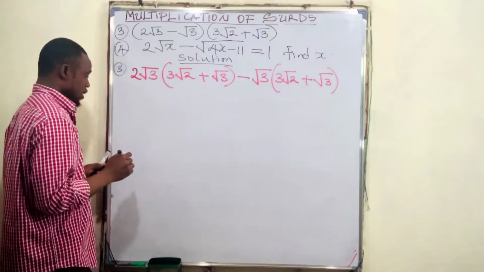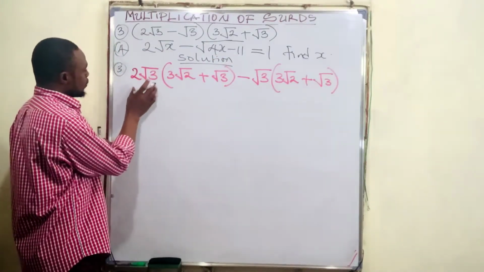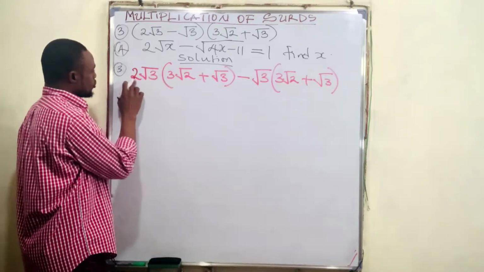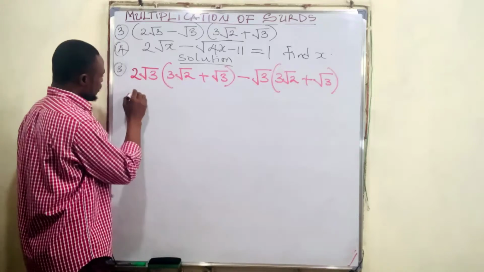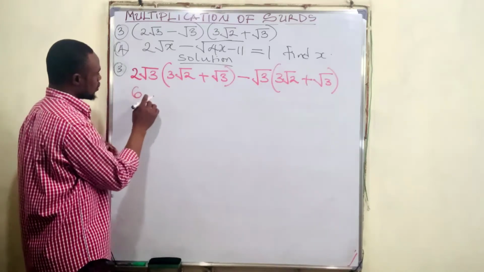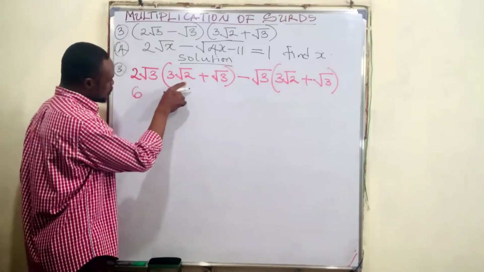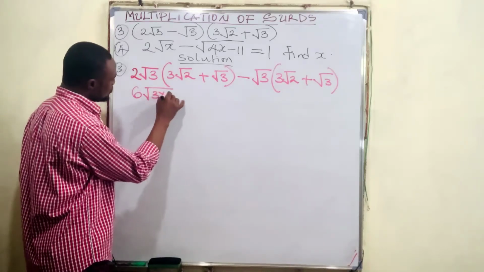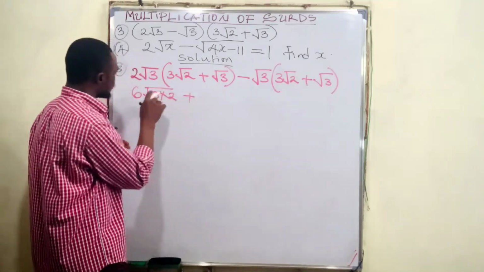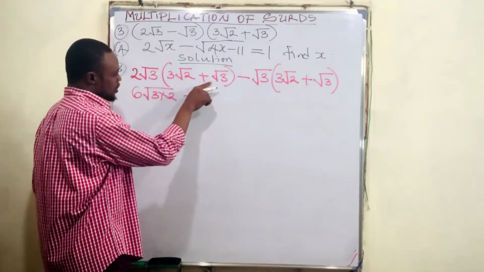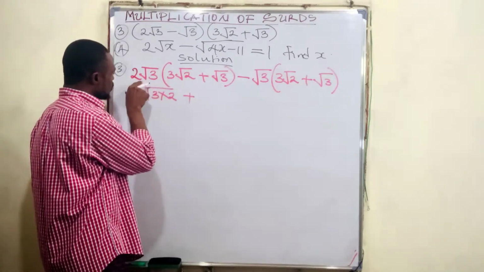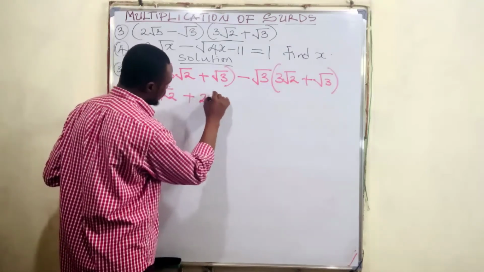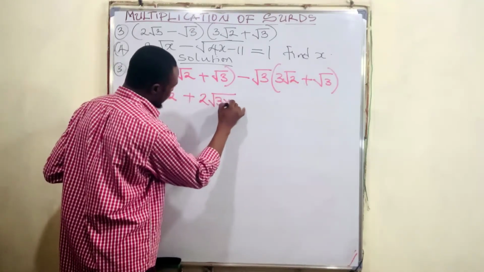Okay, now this 2 root 3 multiplies 3 root 2. Now 2 here multiplies 3 here, gives us 6. Root 3 multiplies root 2, gives us the root of 3 times 2, plus root 2. There's nothing outside this one, so we have root 3. 2 root 3 multiplies root 3. Here we have 2 with the root of 3 times 3.